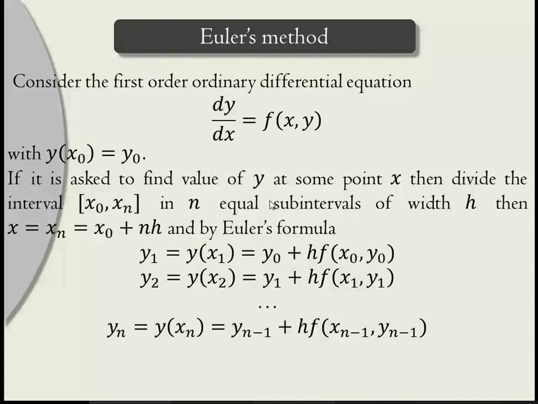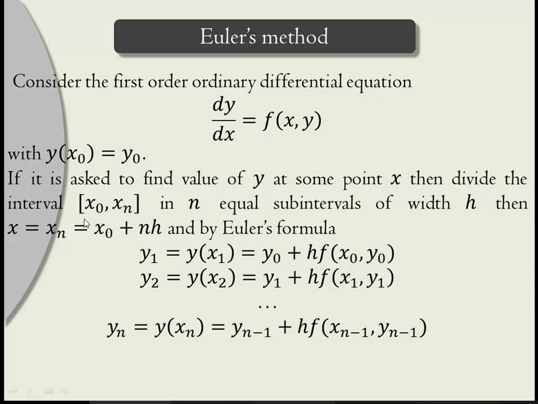In that, we are given a differential equation of first order, first degree, that is dy by dx, which we consider as f of x, y. We have also been given the initial condition, the value of y at some point x0, which we denote by y0. And it is asked to find the value of y at some point x. The point at which we want to find the value of y, we denote by xn.